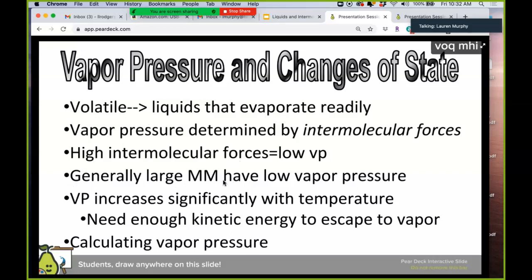And then don't forget that the heavier substances are, the more dispersion forces they have, so they won't escape as easily into the gas phase. Again, we can change vapor pressure by changing temperature, because by changing temperature, we change the average kinetic energy. And the more kinetic energy these molecules have, the better chance they have of meeting and exceeding the atmospheric pressure that's keeping them in liquid or solid. Back in the day, you used to have to calculate vapor pressure, but we don't do that anymore.